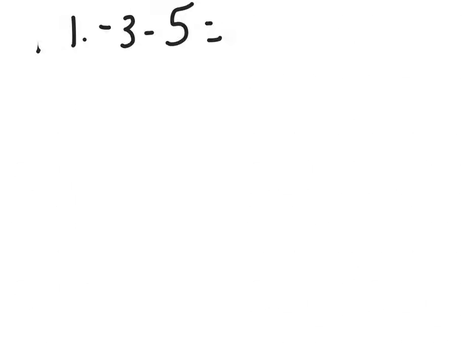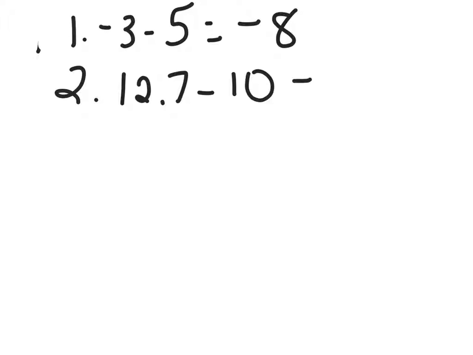So let's try some more examples. Let's try using the subtraction rule. We have negative 3 minus 5, and that would be negative 8. That one's not so hard. The next one, we have 12.7 minus 2, which is going to be 2.7. These were fairly easy to do in our heads.